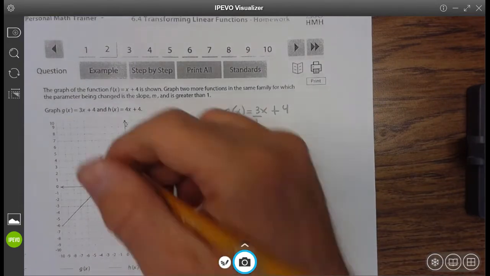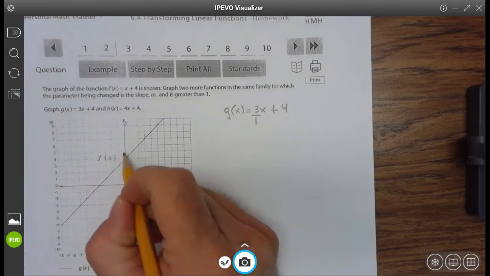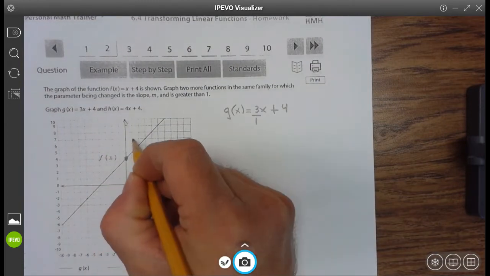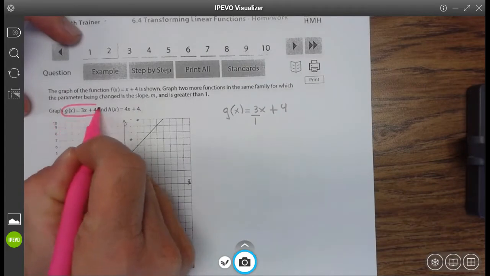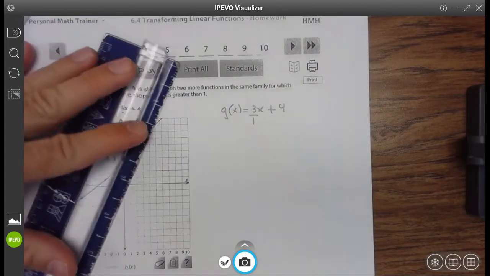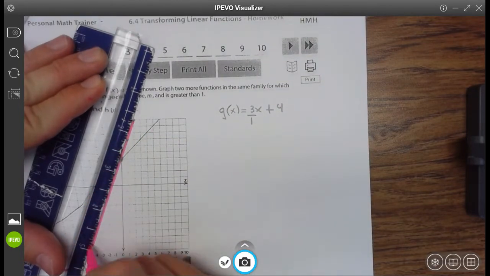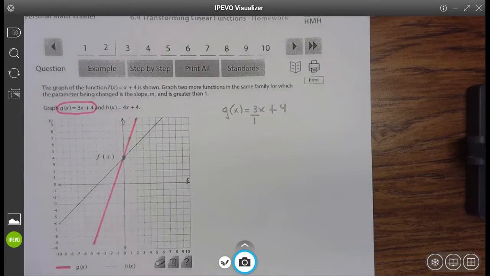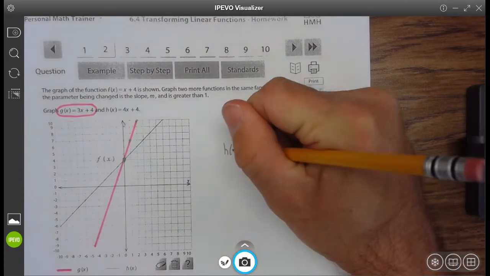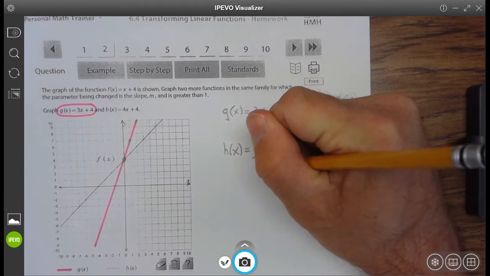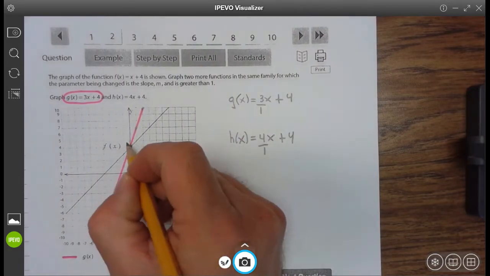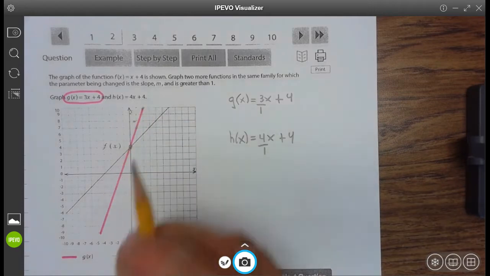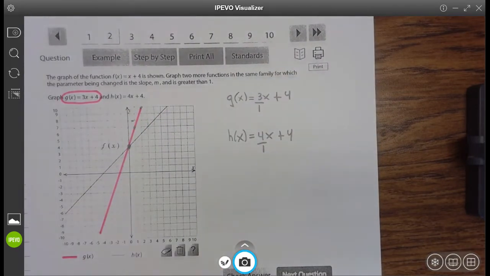Okay, so we start at 4, so that's here. And the slope is up 3 to the right 1. Now we're counting by 1, so we can count 1, 2, 3 up, to the right 1. 1, 2, 3 up, to the right 1. And let's go ahead and graph g of x in pink. Okay, now let's graph h of x, which is 4x plus 4. Okay, so we start at 4, but then this one we go up 1, 2, 3, 4 to the right 1. And we're going to graph h of x in blue.